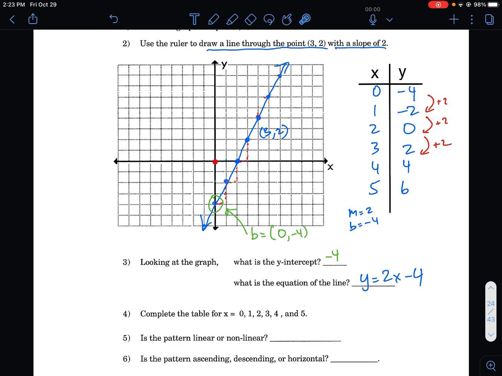Do we have a point at 5, 6? Yeah, 1, 2, 3, 4, 5. 1, 2, 3, 4, 5, 6. We do. So this is accurate.